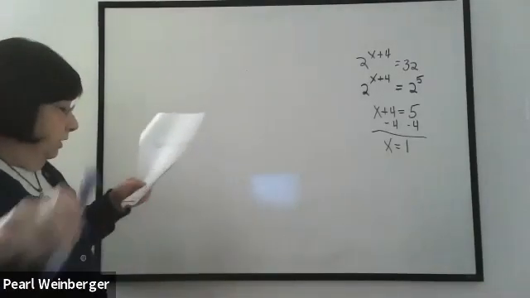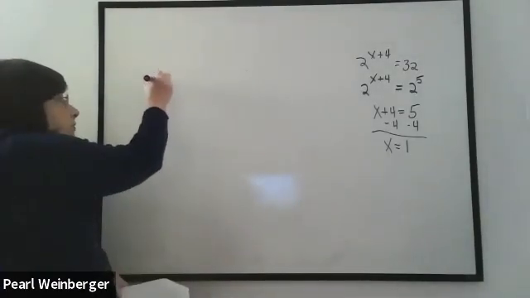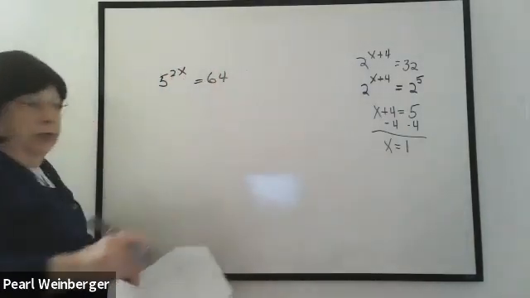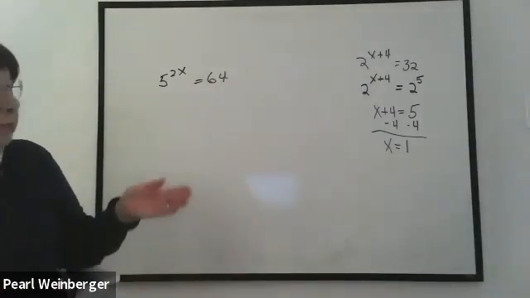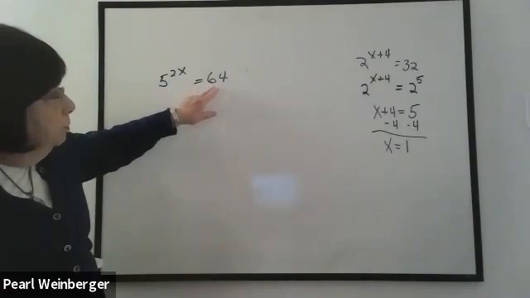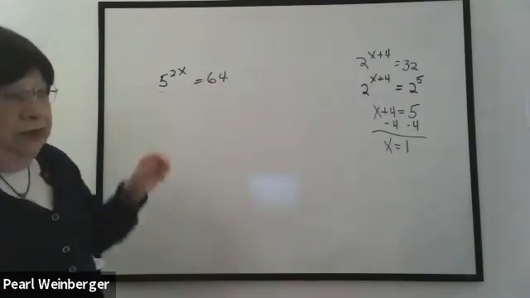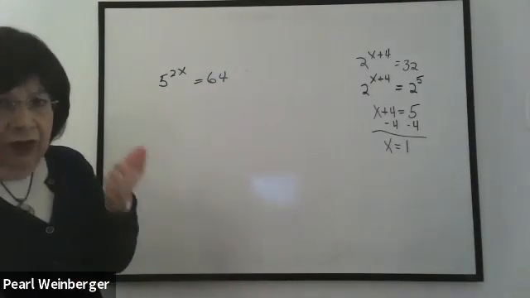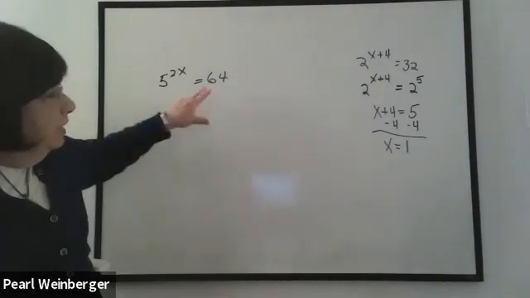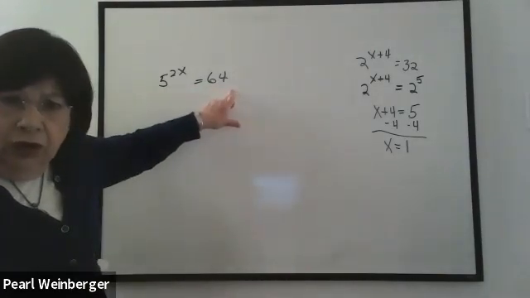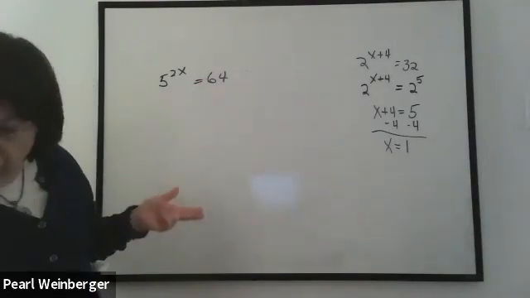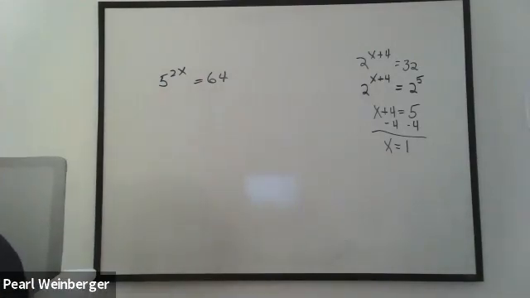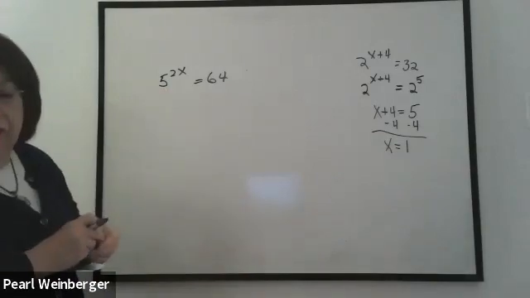Let's say I gave you this question: 5 to the 2x equals 64. Again, I'm going to try to do the same thing I did before. I'm going to try and put 64 in terms of base 5. Well, can I do that? 5 times 5 is 25, and 25 times 5 gives me 125. I skipped right over the 64. I did not get to 25. So obviously, the method that I used on these first two is not going to work for this.